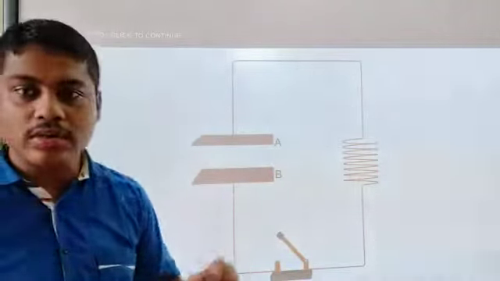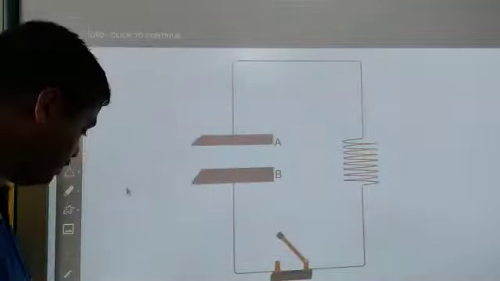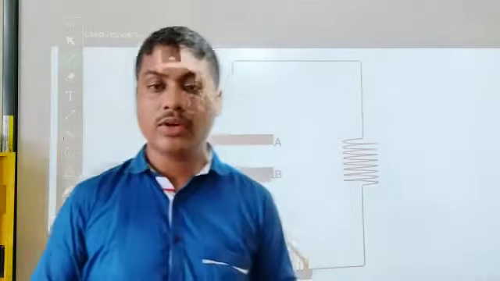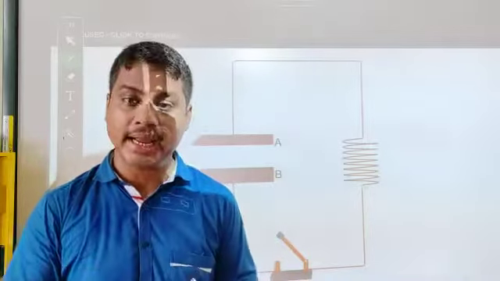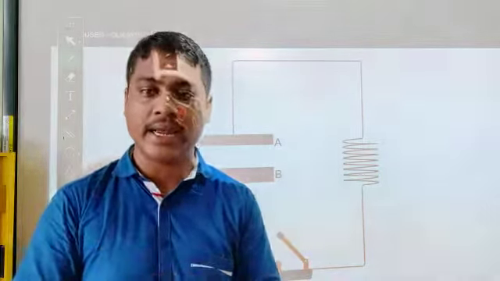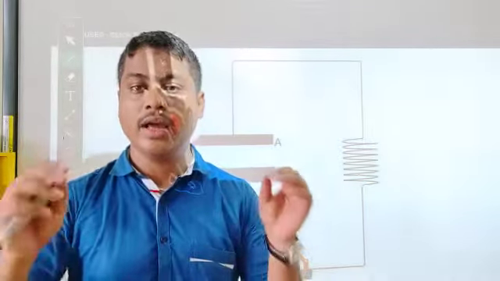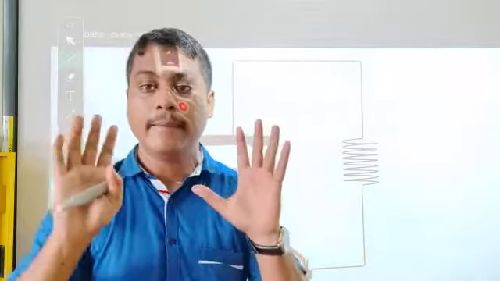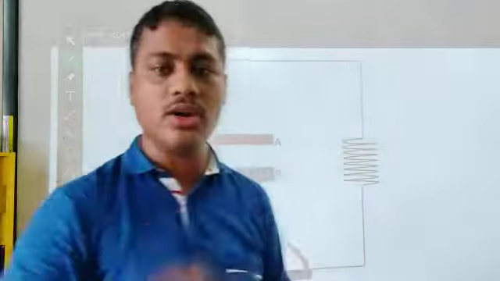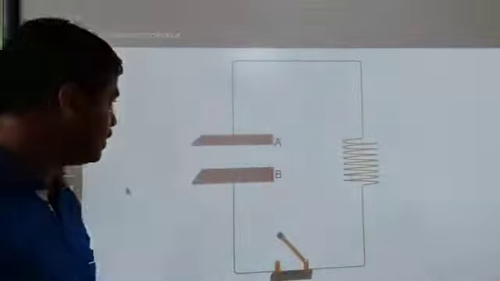Now, what does LC oscillation represent? LC oscillation is converting magnetic energy into electrical energy, and again from electrical energy to magnetic energy. That conversion is called LC oscillations. Now let us check how the LC oscillation occurs in this tank circuit.